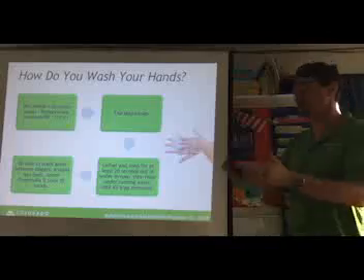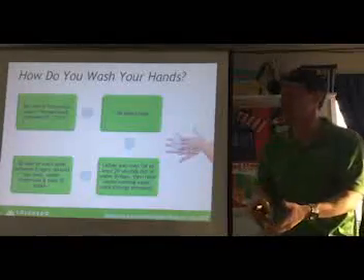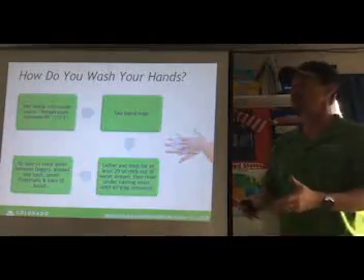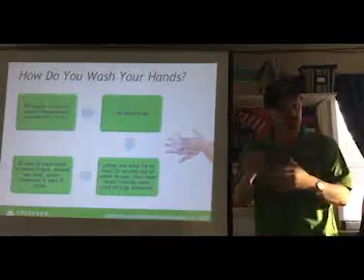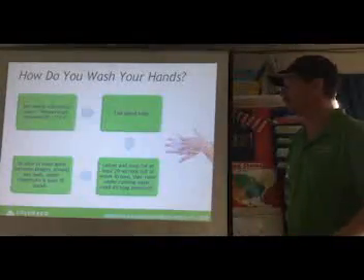If it's a foam soap, you can do this for 20 seconds and then put them underneath the sink to rinse them. If it's a liquid, then they actually need to put the liquid on their hands and then get them wet and then lather for 20 seconds. That's a heck of a long time.